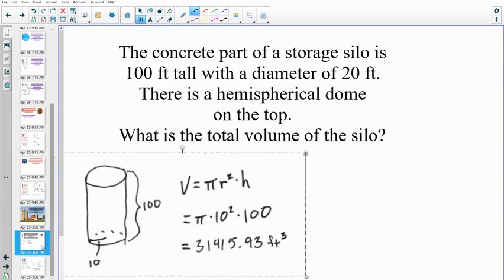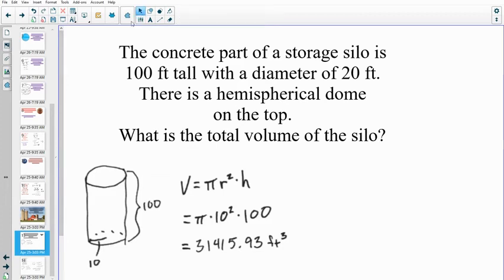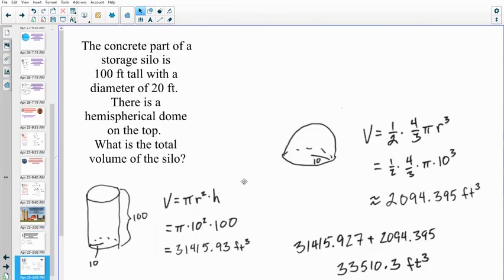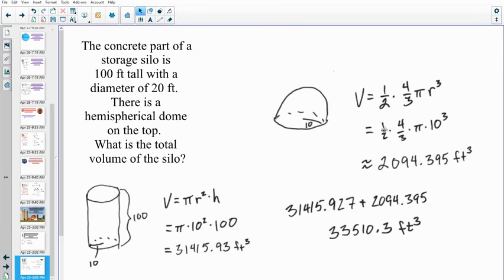So for the cylinder, I know that the height was 100 and the diameter is 20. That means the radius is 10. There's our formula for the volume of a cylinder, pi r squared times h. 10 is the radius, 100 is the height, and we'll plug that in to get about 31,415.9 cubic feet.